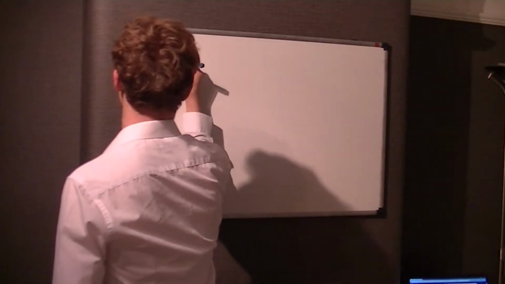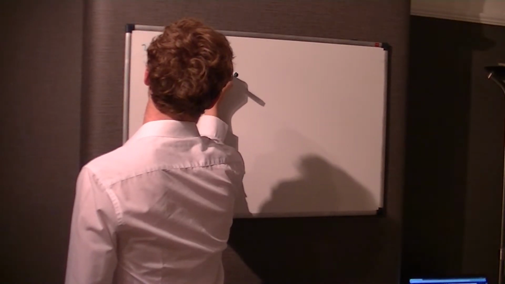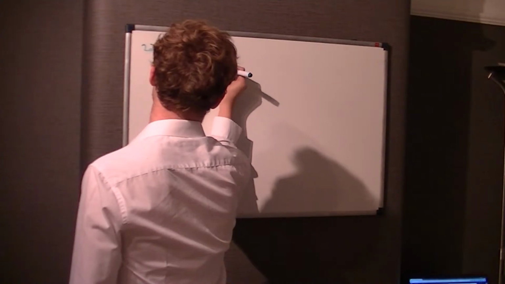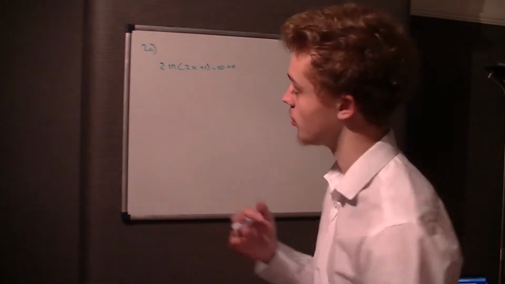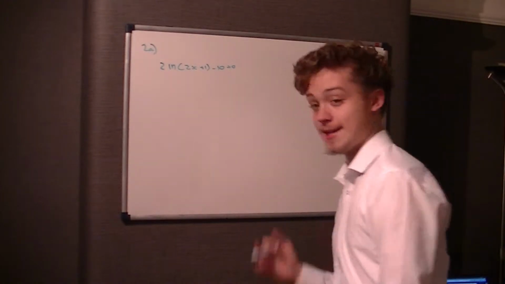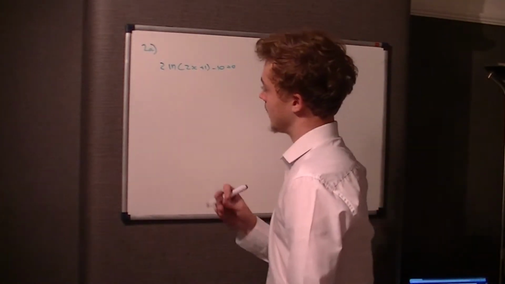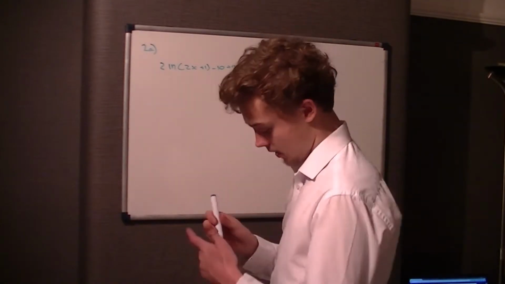But the first question is 2 ln of (2x plus 1) take 10 equals 0. Some people wrote that and just left it there, because they presumably didn't know what the solutions were. Now the only thing we can find a solution for in that equation is x, so that's what we're going to do.